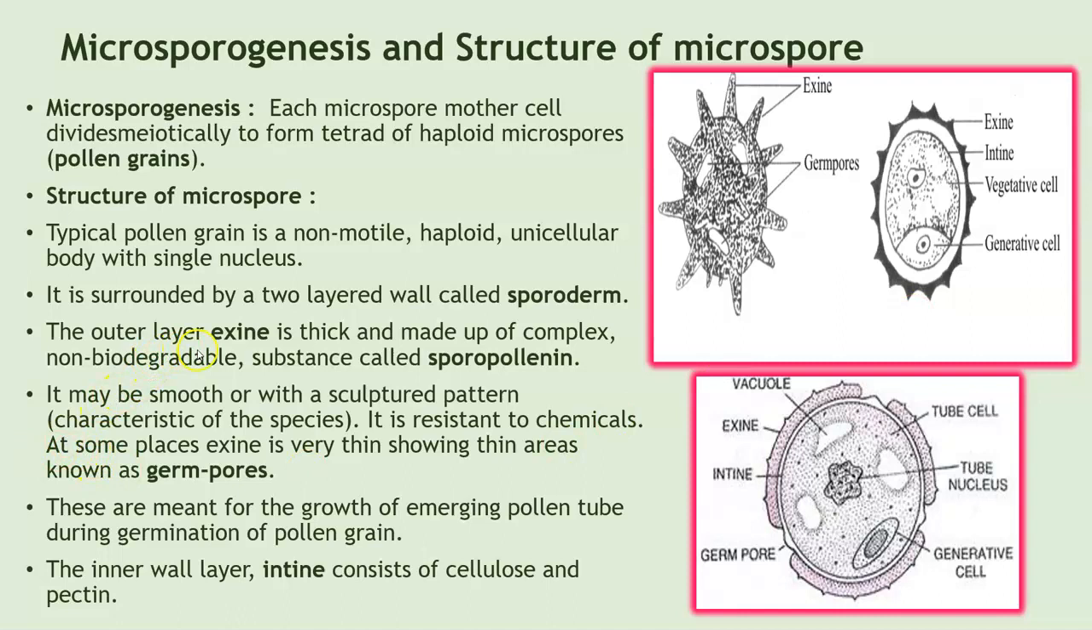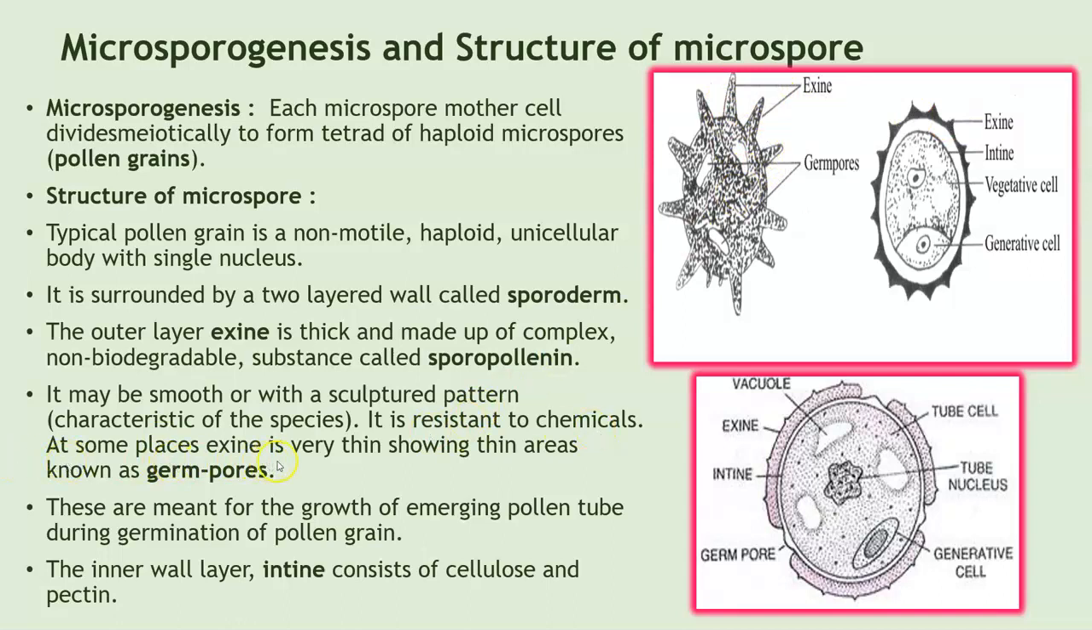The outermost layer, which is called the exine, is thick and is made up of a complex non-biodegradable substance called sporopollenin. So this is the outermost layer and it is called the exine. They are very thick in nature. It may be smooth or with a sculptured pattern. This is characteristic of the species. So this outer layer is either smooth or it has spines present on it. Now it is resistant to chemicals.